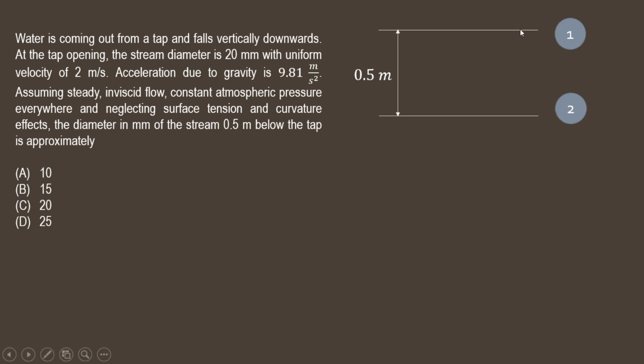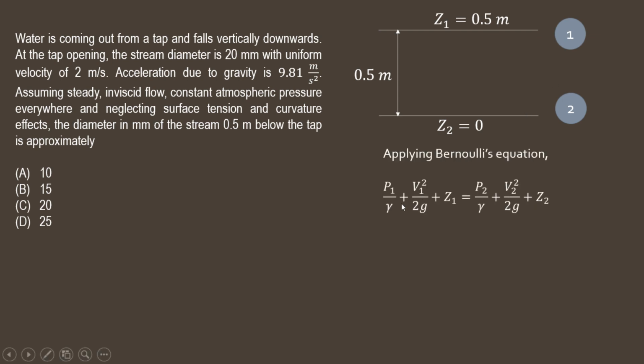So we'll consider the opening of the tap as section 1 and the second section is 0.5 meter below the first section. Now assuming this as a reference, we can say that datum head over here is 0, and Z1 is 0.5 meter for section 1. Now applying the Bernoulli's equation, total head at section 1 is equal to total head at section 2.